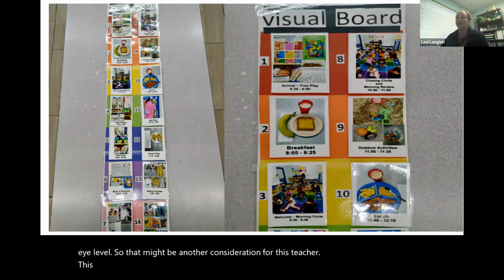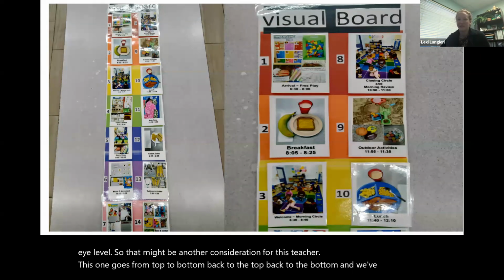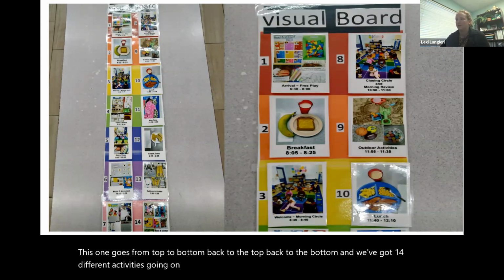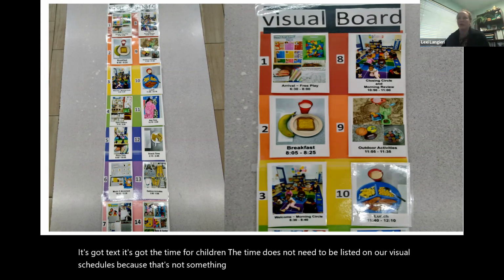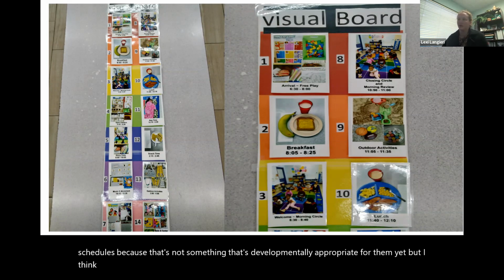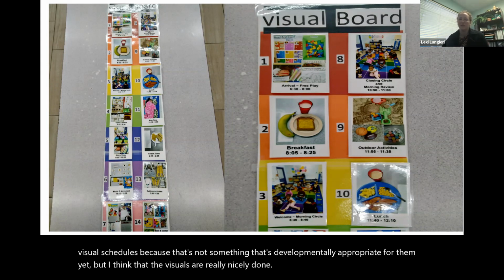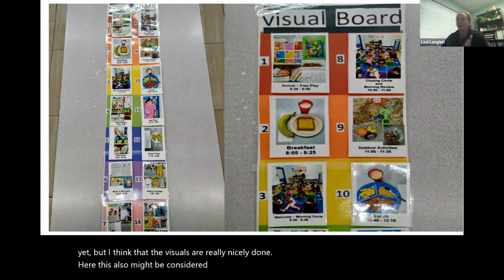This one goes from top to bottom, back to the top, back to the bottom, and we've got 14 different activities going on here. This teacher again used real life photos, and it's very colorful. It's got text, it's got the time. For children, the time does not need to be listed on our visual schedules because that's not something that's developmentally appropriate for them yet. But I think that the visuals are really nicely done here. This also might be considered to narrow down a little bit further. So those are going to be some of our examples here.